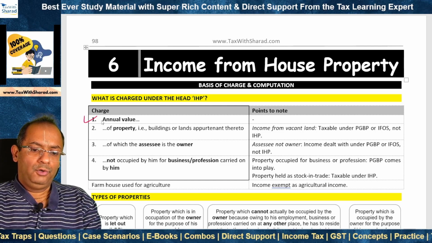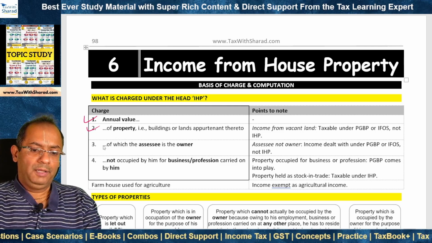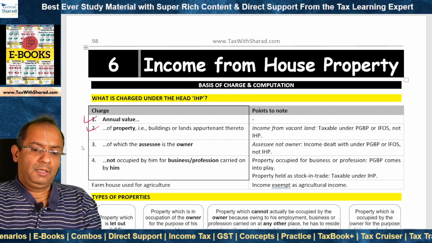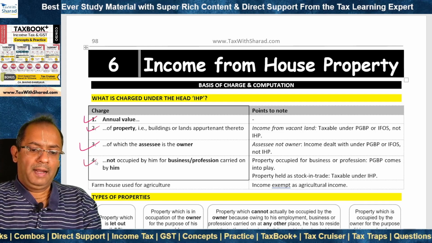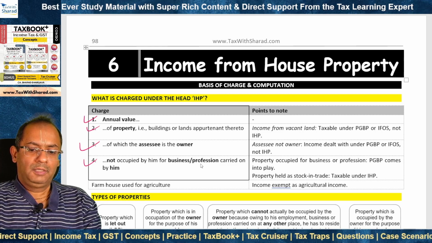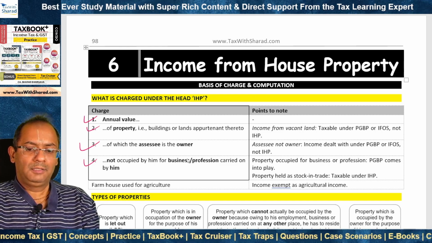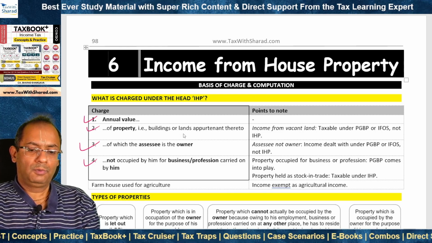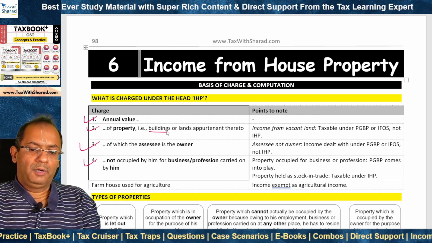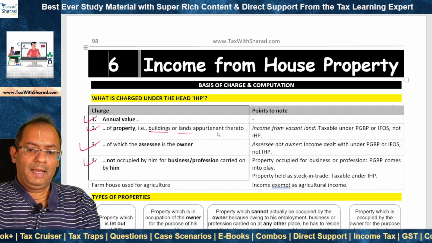The annual value of property of which the SSE is the owner, and which is not occupied by him for business or profession carried on by him, is chargeable to tax under the head income from house property. Property means buildings or lands appurtenant thereto.